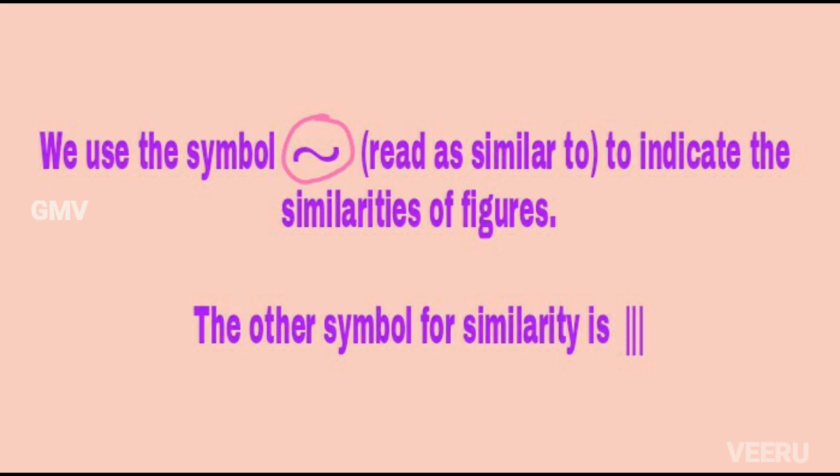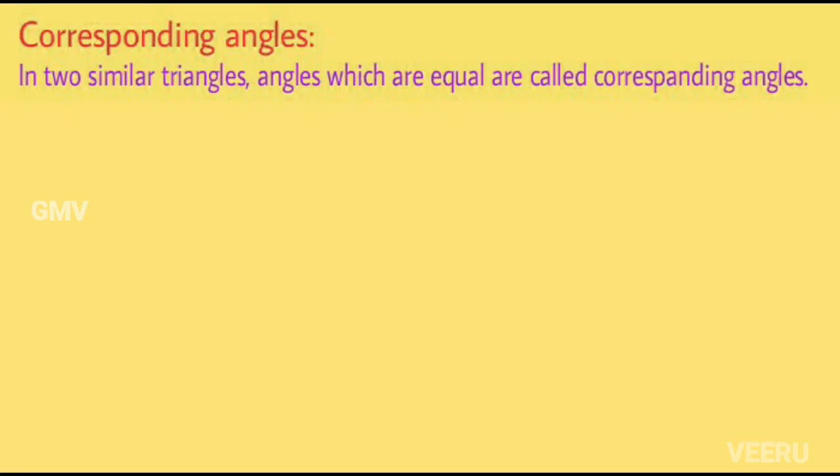This is the symbol used to indicate the similarity of figures. We read it as similar to. This is also another symbol for similarity. In two similar triangles, angles which are equal are called corresponding angles. Hence, if triangle ABC is similar to triangle DEF, then angle A corresponds to angle D, angle B corresponds to angle E, angle C corresponds to angle F. These are the corresponding angles.